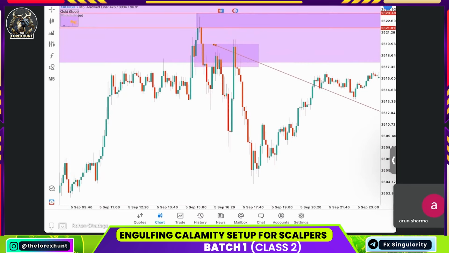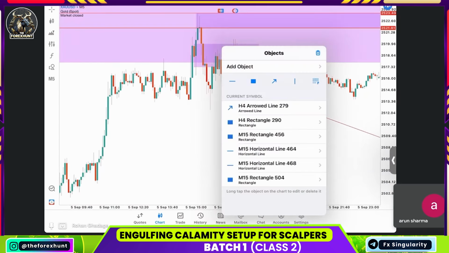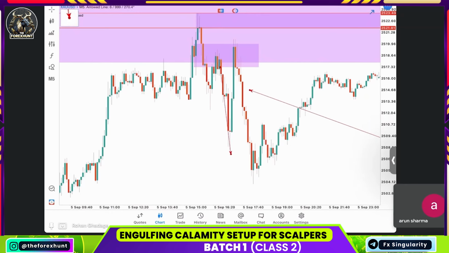Set your line here. Take a trade, a little 10 pips down from this area, so that my M5 SL will become 20, 30 pips. Take the trade. Even this M5 gave you 90 pips. And if some trader wants to take a trade on the basis of M15, you can take the trade on this box or the upper box.